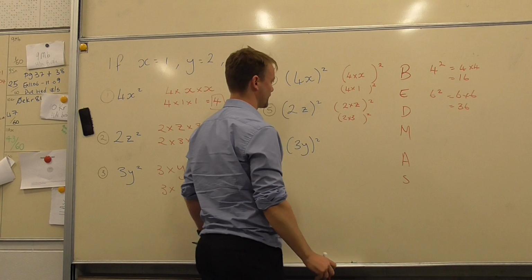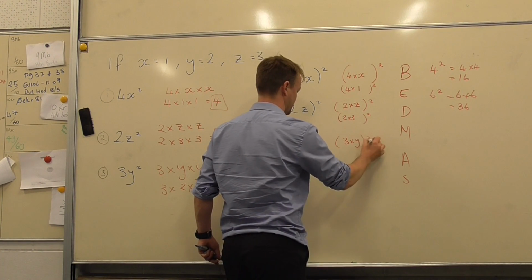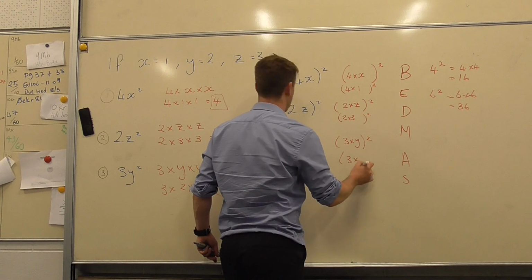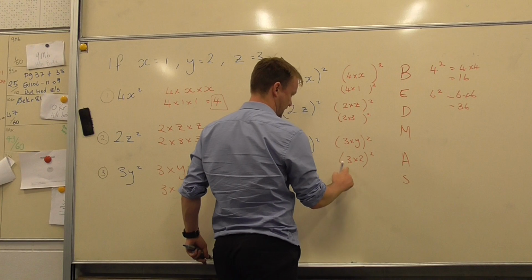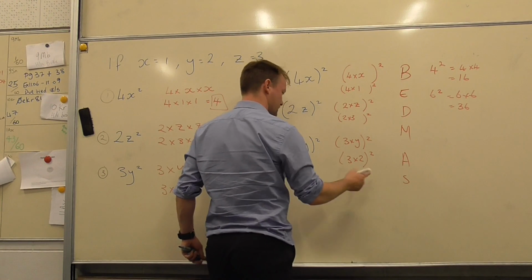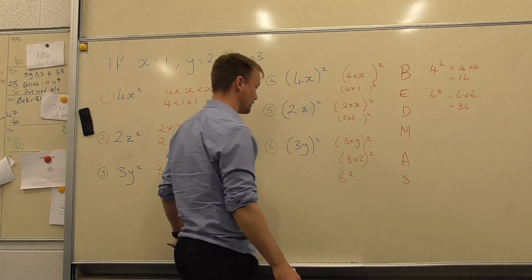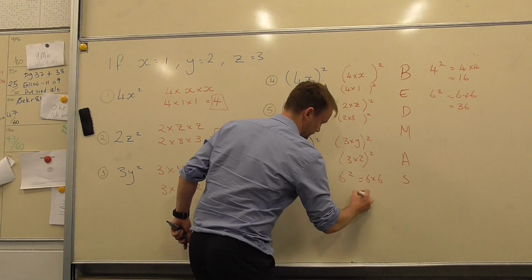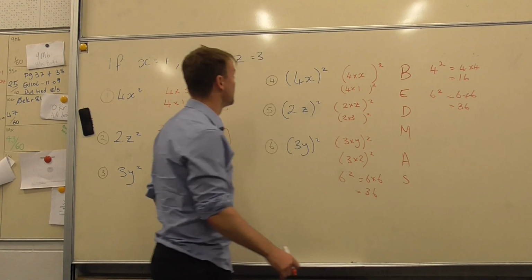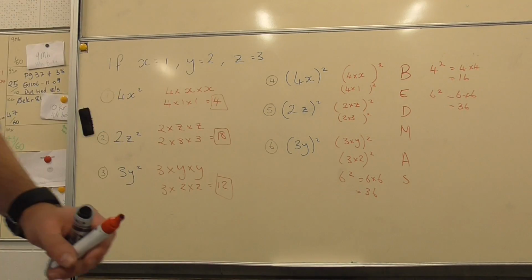On this one, 3y to the power of 2, exactly the same technique. There's nothing different, okay? So now this becomes 3 times y to the power of 2, and then substitute in, and y in this case is 2. This means now that this is not needed. So now 3 times 2 is 6. 6 to the power of 2 equals 6 times 6, which equals 36. And that's it for substituting into index form.